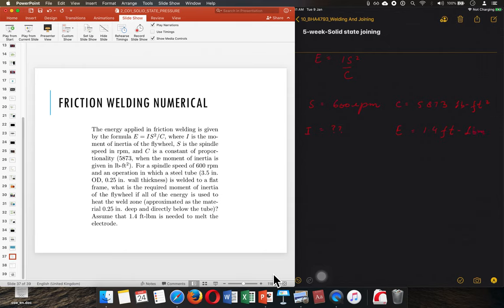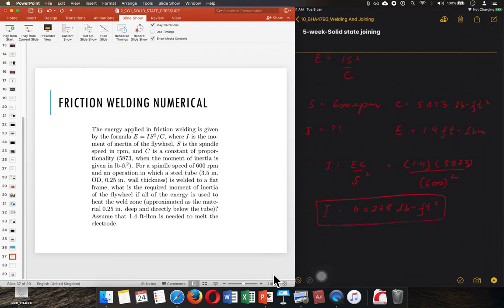Since E equals I S squared over C, I equals E C over S squared. Quite a simple numerical. This equals 1.4 times 5873, whole divided by 600 squared. So the moment of inertia, in the English system, which is basically used in the United States of America, comes out to be 0.0228 lb feet squared. This is the answer.